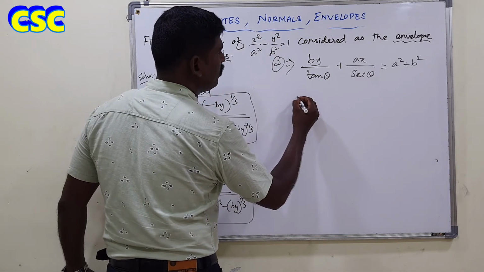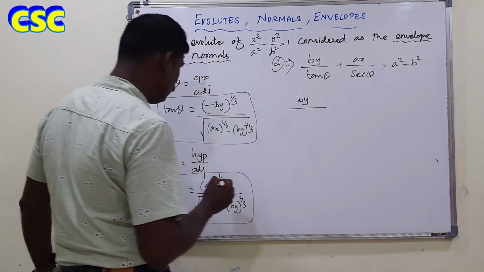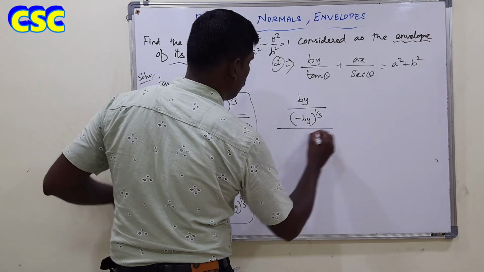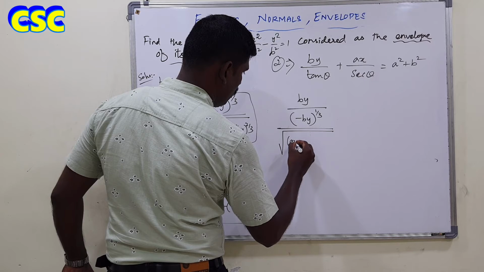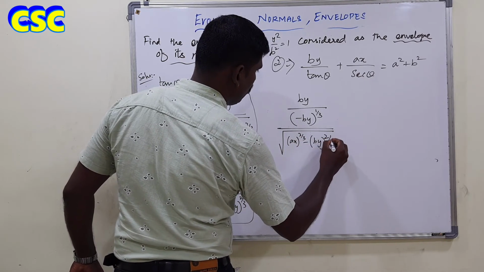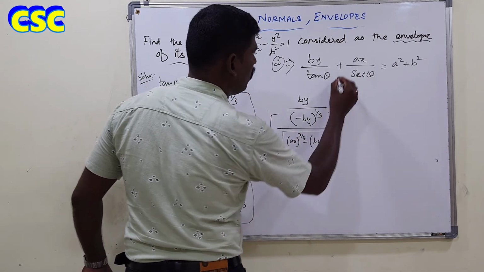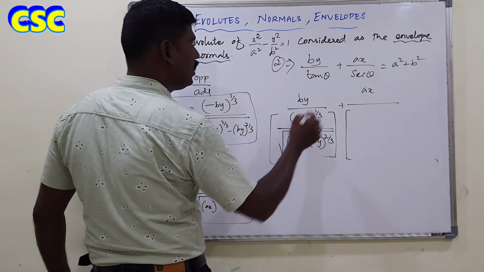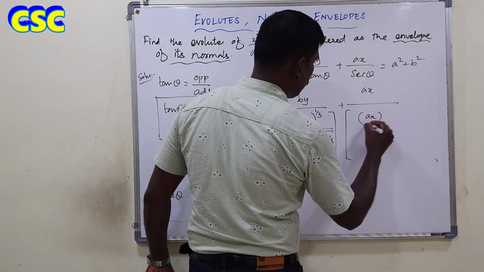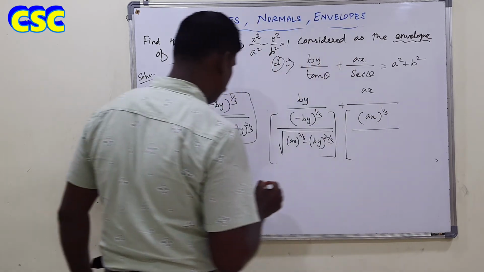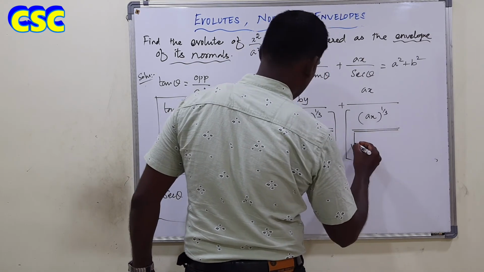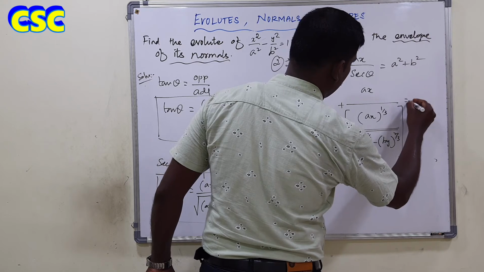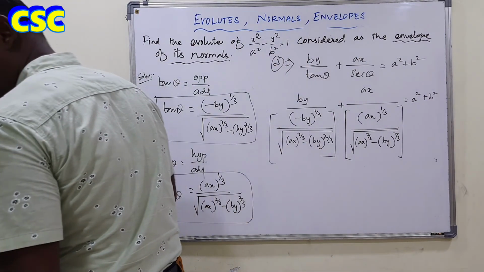So by by tan theta, which is by power 1 by 3 by the root of ax power 2 by 3 minus by power 2 by 3, plus ax by secant theta, which is ax power 1 by 3 by the root of ax power 2 by 3 minus by power 2 by 3, equals a square plus b square.